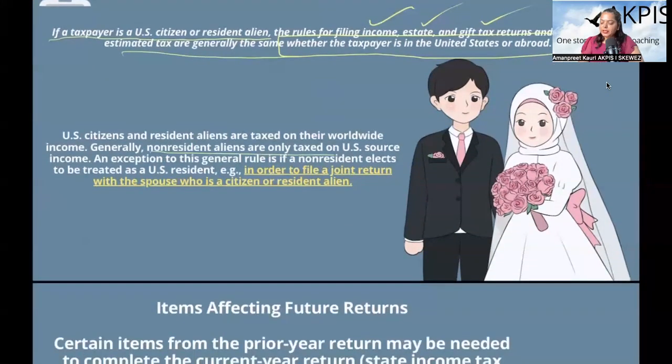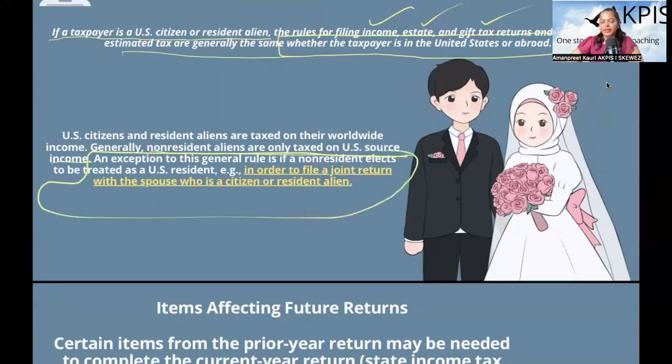Generally, non-resident aliens are only taxed on US source income. If you are not a resident, but rather a non-resident, you're supposed to pay taxes only on income which is earned in the United States of America or any business connected with the US. You being a non-resident are not supposed to pay tax on entire worldwide income, but only on income connected with the US, right? But now this is an important thing.